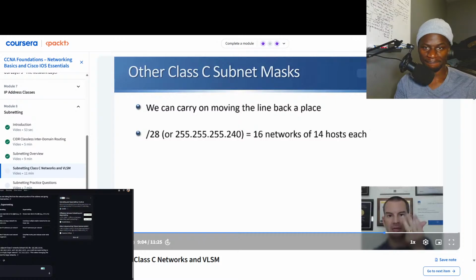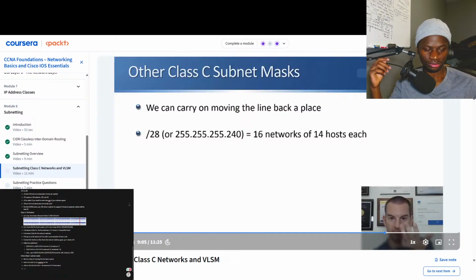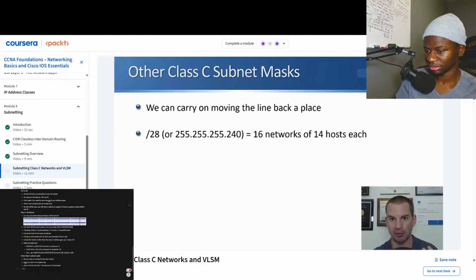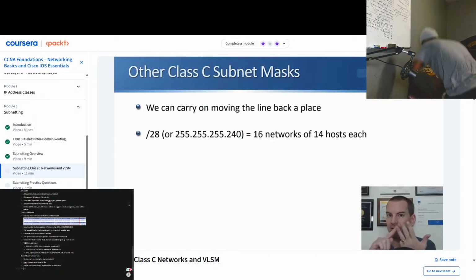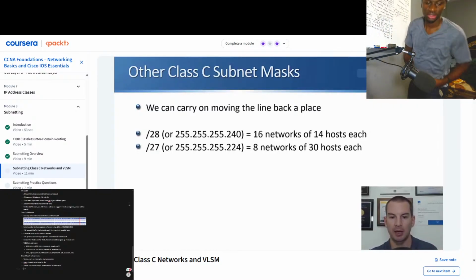Okay, I just had to go on that side quest by myself. All right. After /28 it goes up to 32, so we've got 4 bits available for our host addressing. So 2 to the power of 4 is 16, minus 2 for the network and broadcast addresses, which gives us 14 available host addresses.